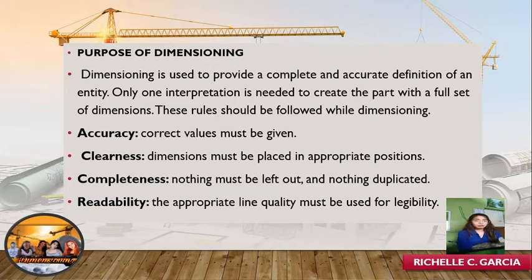The next one is completeness. Nothing must be left out and nothing must be duplicated. Ang mga sukat ay hindi dapat na doble o ang parehong impormasyon na ibinigay sa dalawang magkaibang paraan. At walang sukat na dapat ibigay maliban sa mga kinakailangan upang makabuo o siyasatin ang bahagi.